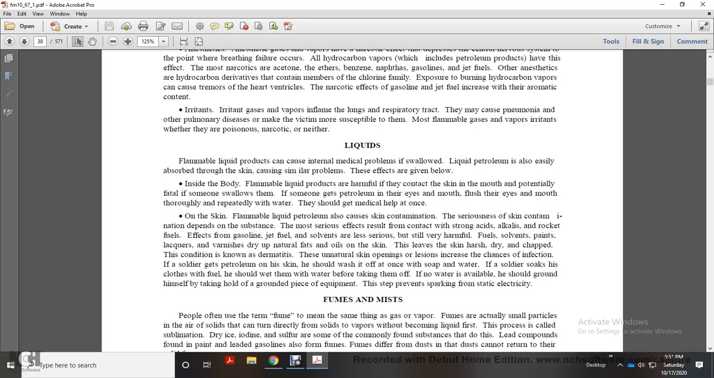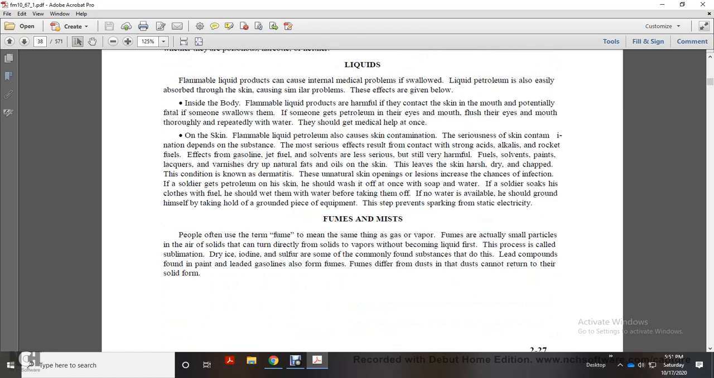If a soldier gets petroleum on his skin, he should wash it off at once with soap and water. If a soldier soaks his clothes in fuel, he should wet them with water before taking them off. If no water is available, he should ground himself by touching a grounded piece of equipment. This step prevents sparking from static electricity.